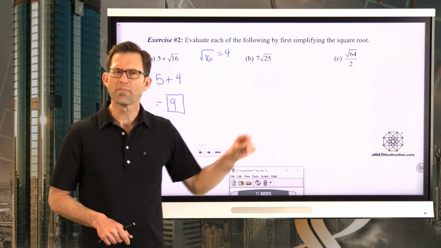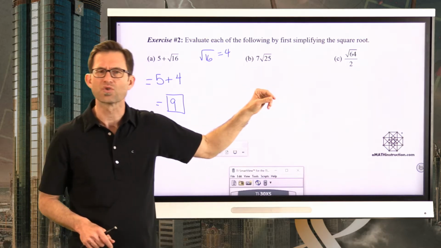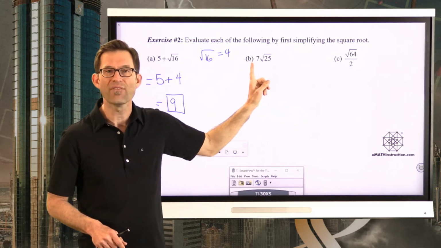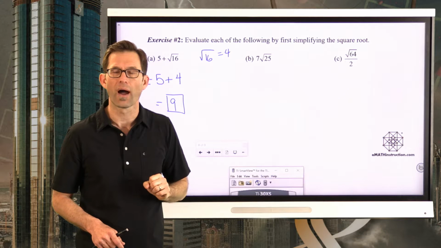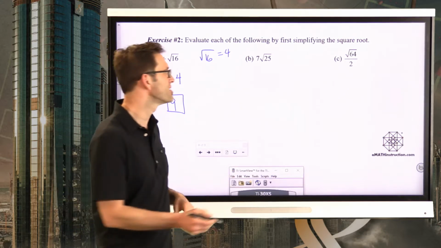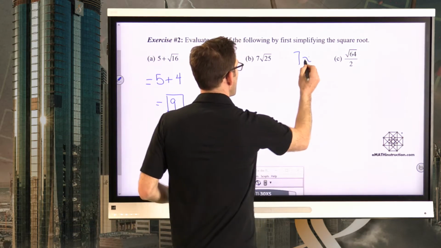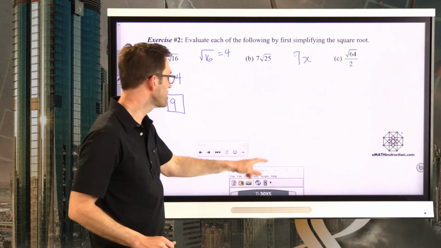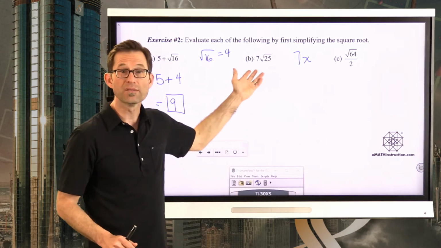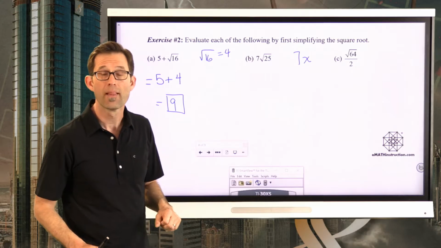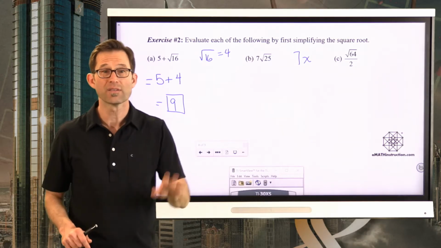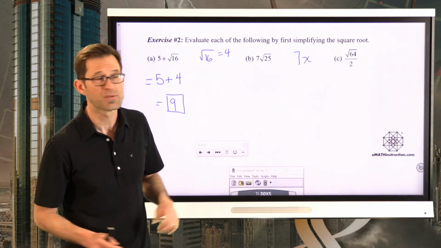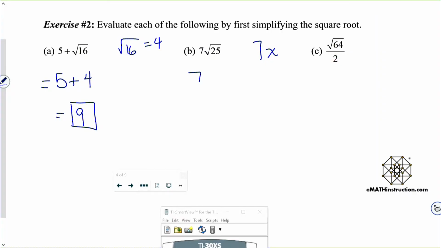All right, well first, make sure you even understand what this means. This literally means 7 times the square root of 25. Just like if I had something like this, that would mean 7 times x. This means 7 times the square root of 25. But we know what the square root of 25 is. It's equal to 5, because 5 times 5 is 25. So this is just the same as 7 times 5, and that is equal to 35.